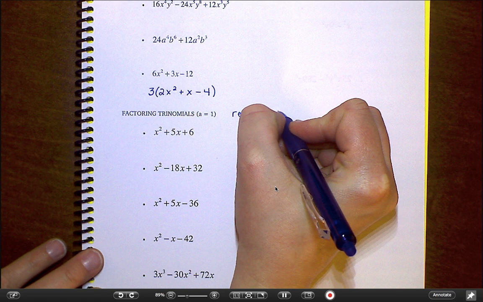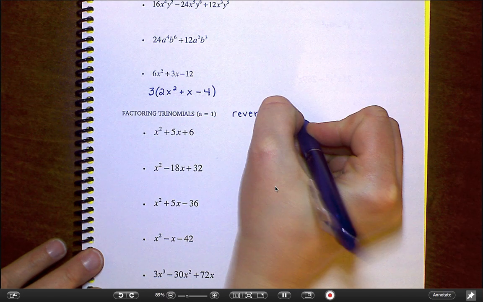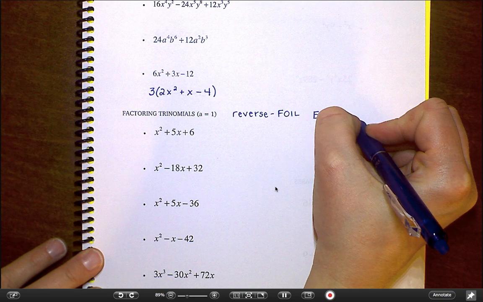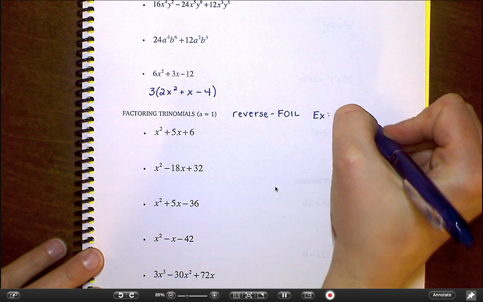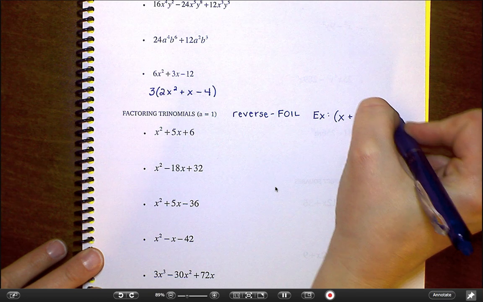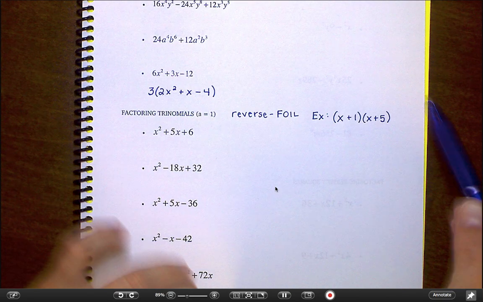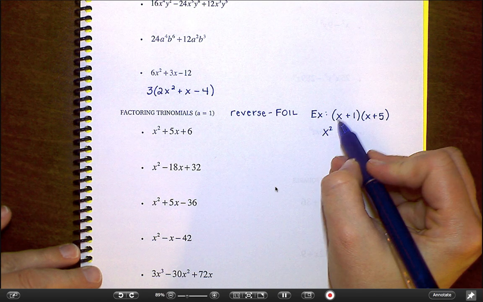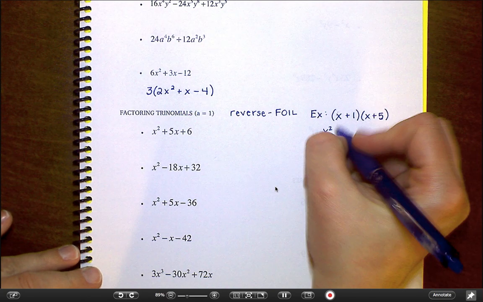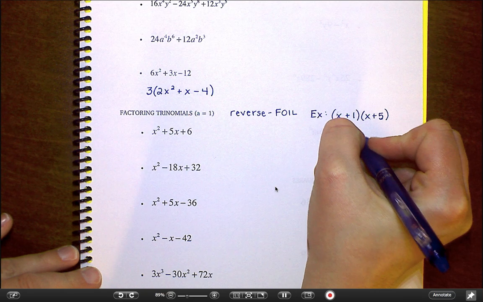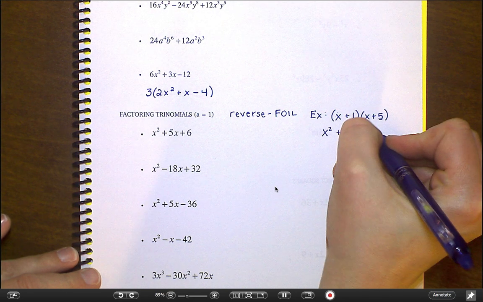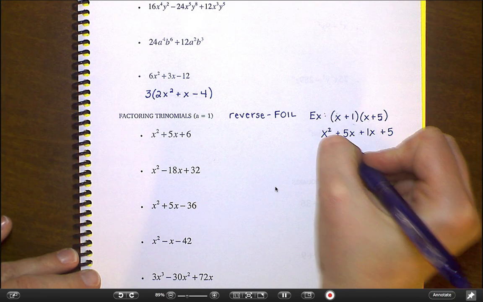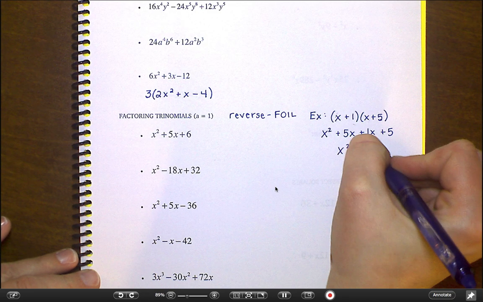So if you remember when we used to have, for example, x plus 1 and x plus 5, let's say. And we did FOIL. We did x times x and got x squared. And then on the outside I would have 5x. On the inside I would have 1x. And then last I would have just a 5. And so this would become x squared plus 6x plus 5.